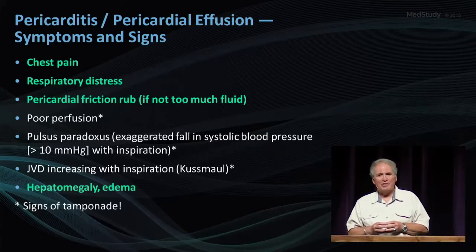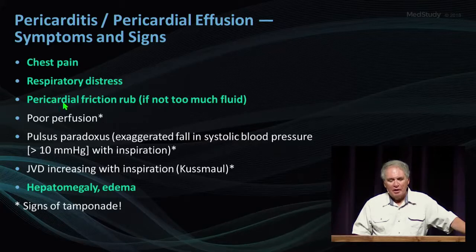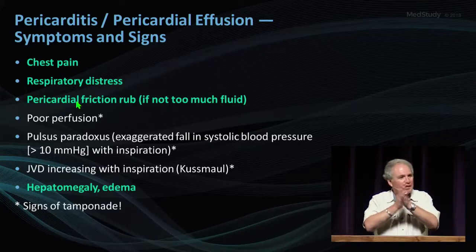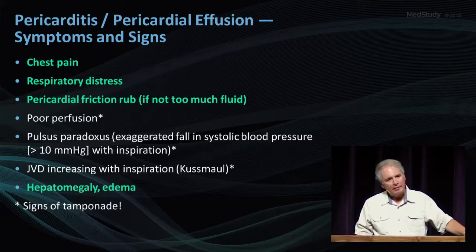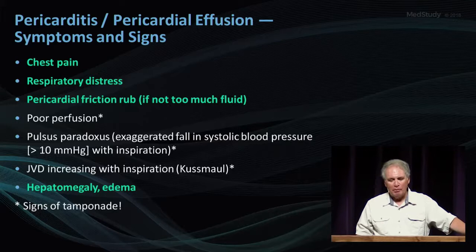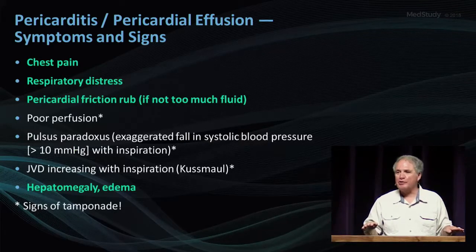What are the symptoms and signs to look for? Chest pain, respiratory distress, a pericardial friction rub can be heard. It sounds like when you rub your hair together near your ear, a scratchy kind of sound, and there's usually 3 components to a full-blown pericardial friction rub: ventricular relaxation, ventricular contraction, ventricular relaxation, and atrial contraction. Poor perfusion, pulsus paradoxus, an exaggerated fall in the systolic blood pressure with inspiration.